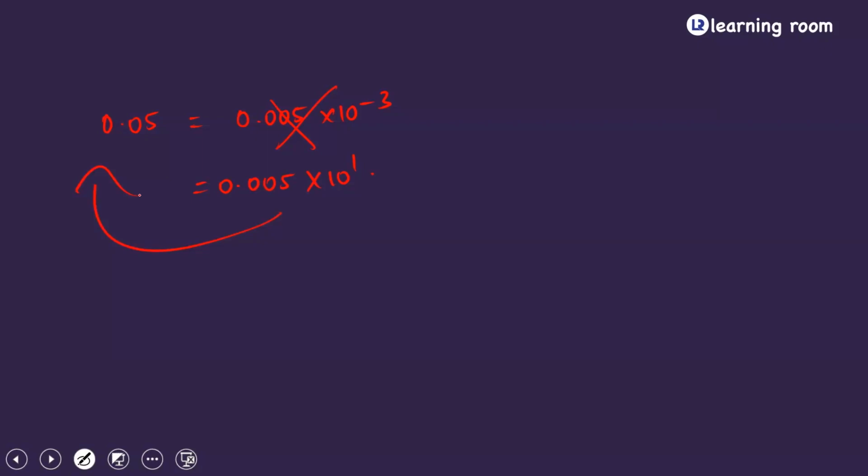Is that clear? So if I am writing 0.05, this can be 50 into 10 power minus 3. How come? 50 into 10 power minus 3 is 0.05. Do you understand, Meghna? You can also answer. I'm expecting answers from everyone. If you put 50 by 1000, what will come?